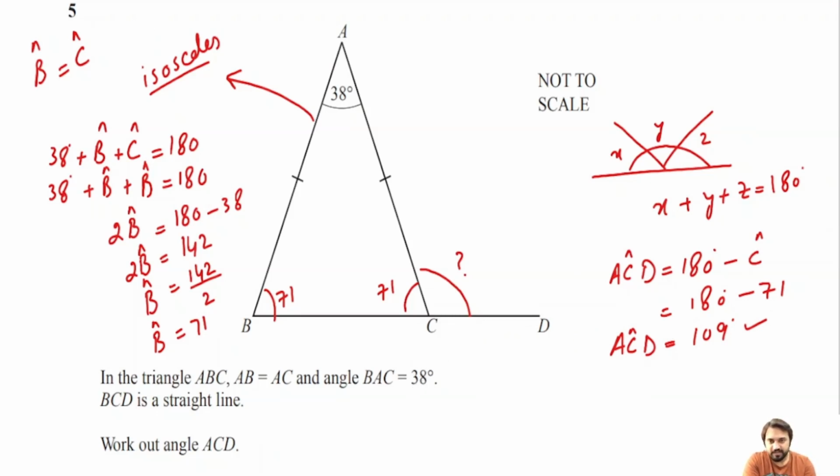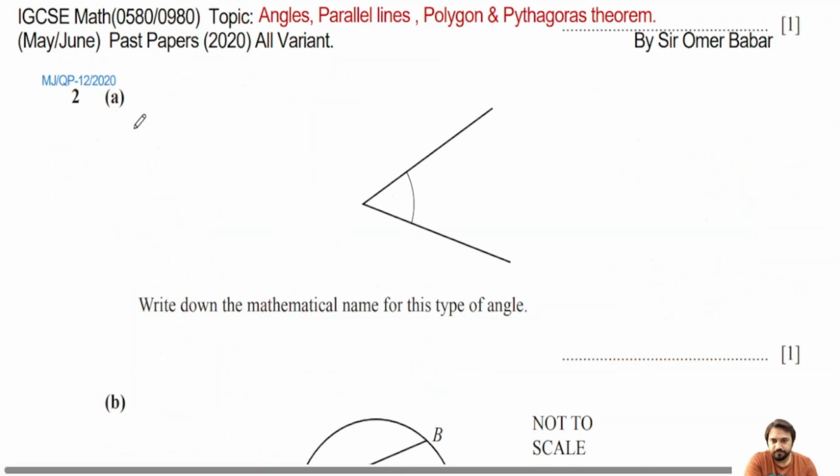Now moving towards our next question. Question 2, again appeared in 2020. The question paper was 1 and the variant was 2. We have this angle. Write down the mathematical name for this type of angle.